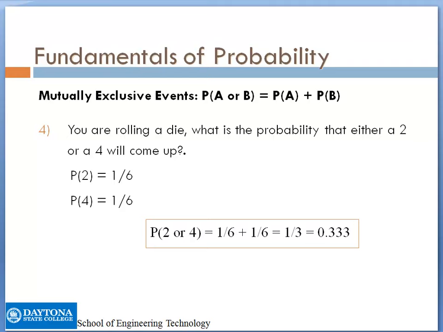We know that the probability of 2 is 1 over 6 because there is only one number 2. And the total of possible outcomes is 6 because there are 6 numbers, 1 through 6. And the probability of 4 is also equal to 1 divided by 6. So the probability that either 2 or 4 will come out will be the sum of those individual probabilities. So it will be 1 over 6 plus 1 over 6, that is equal to 1 over 3, or 0.33, or you can call that 33.3%.